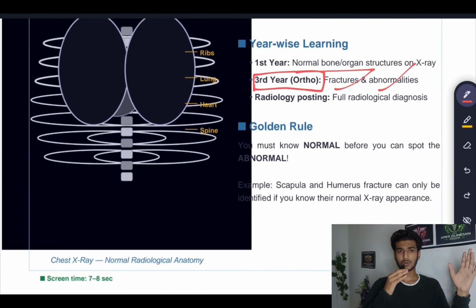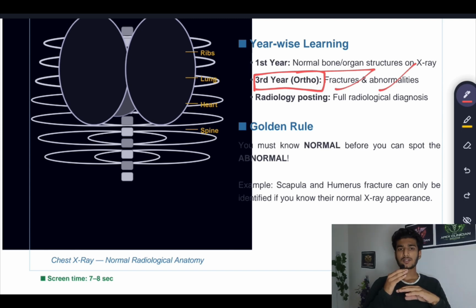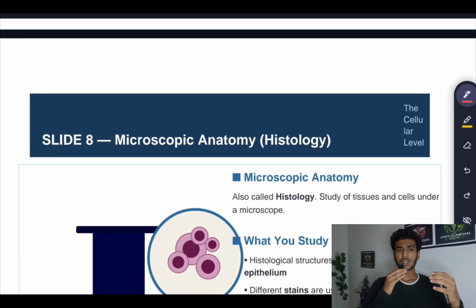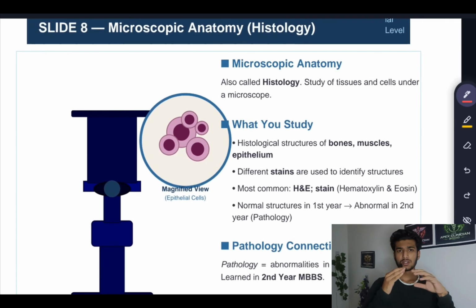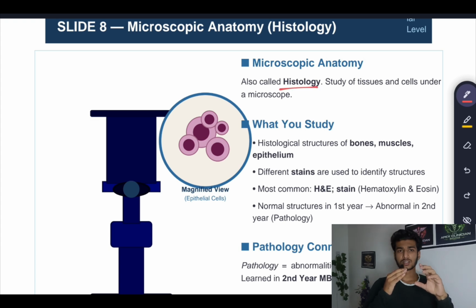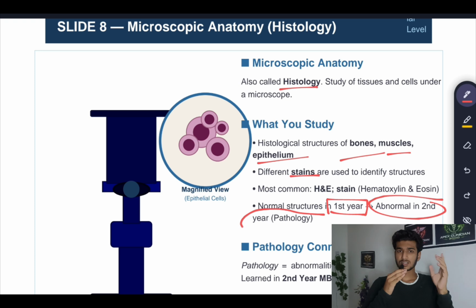So this is all about the radiological anatomy that we have discussed here. After that, we have microscopic anatomy. In microscopic anatomy, you will see the histological structures, the microscopic structures of bones, muscles, and epithelium. Different stains are used in these structures for identifying what is present there. These are all the normal structures you learn in anatomy, and normal processes you learn in physiology. But if you see any abnormal structures, you will learn them in pathology.